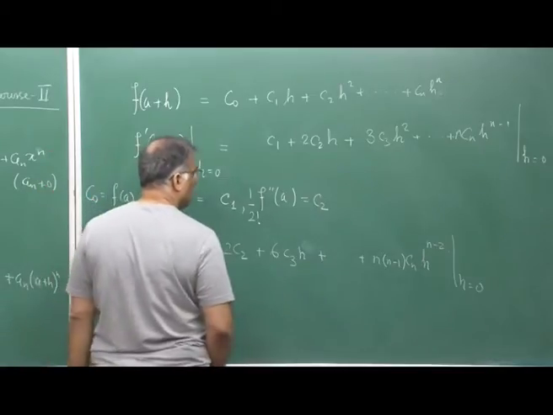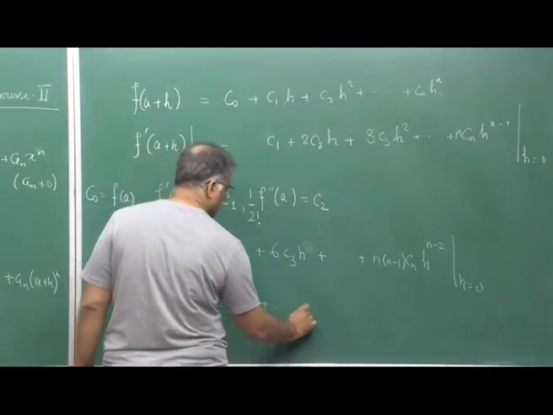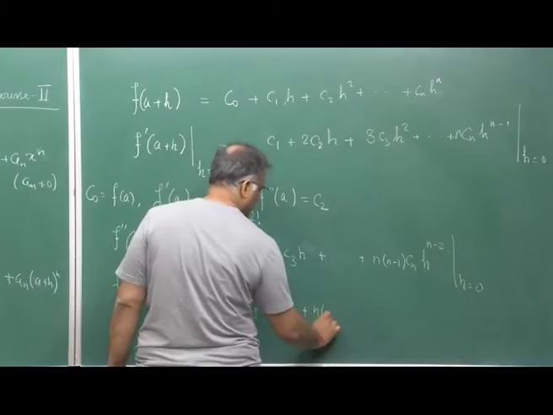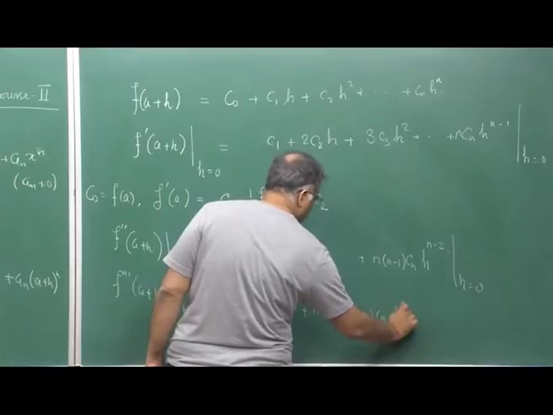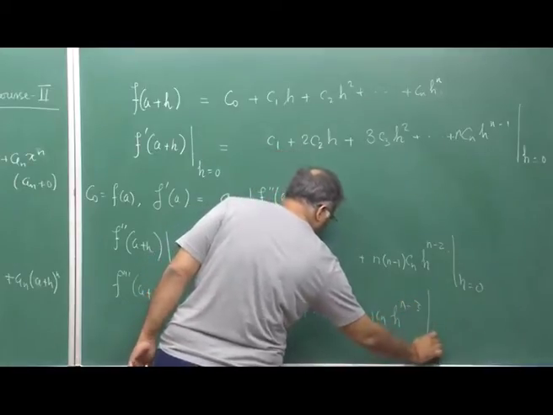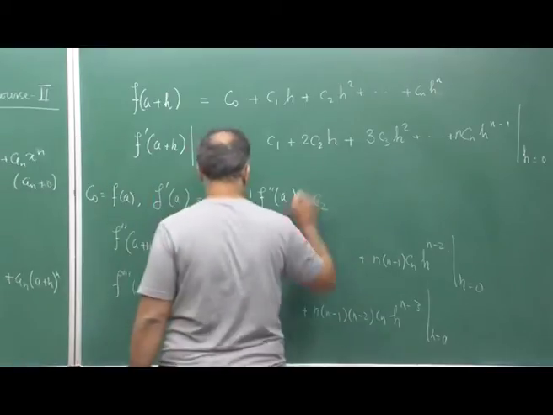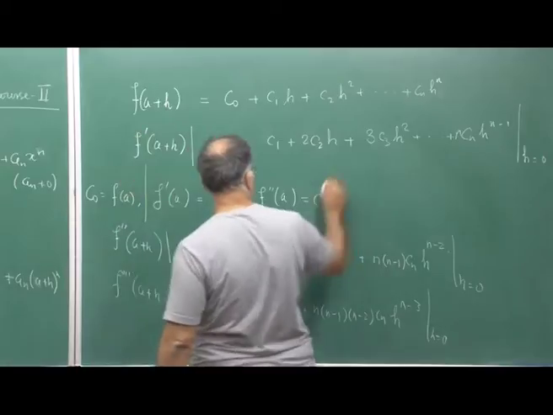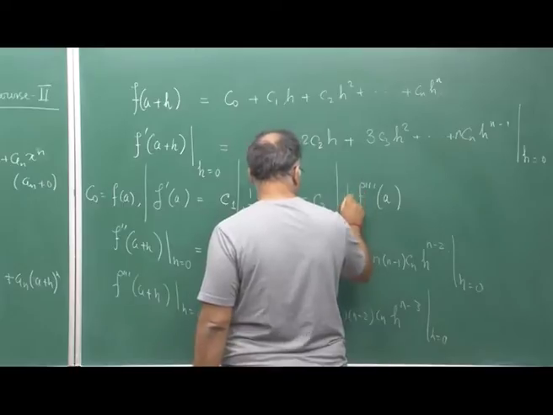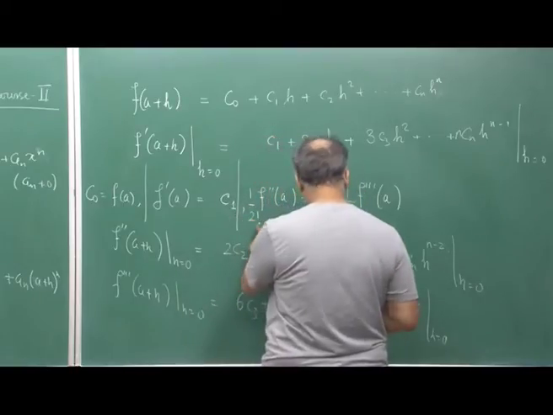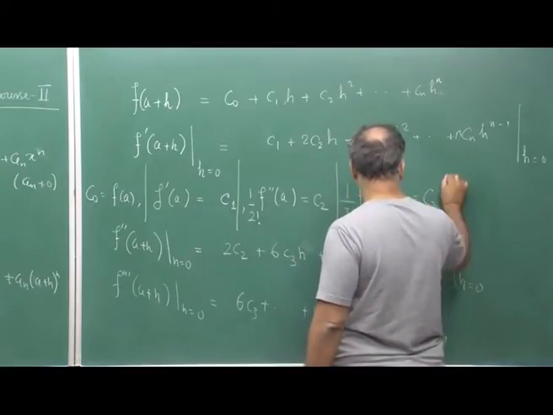So, what will happen? It will be 6C3 plus, I am not writing the other terms, n into n minus 1 into n minus 2 into Cn into h^(n-3), all evaluated at h equal to 0. So, what will be this? So, it will become, separating them, f triple dash a by 1 by 6, which is 1 by 3 factorial, that is why we have just taken this factorial writing, and that is beautiful, it will always come like that, is equal to C3 and so on.